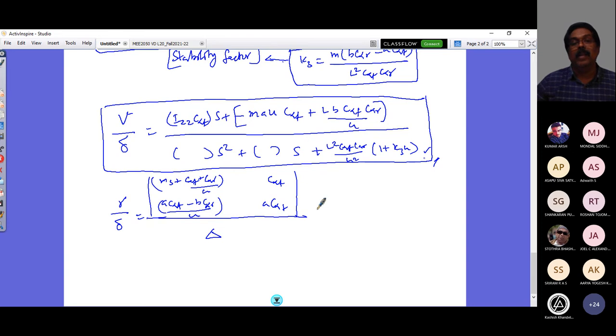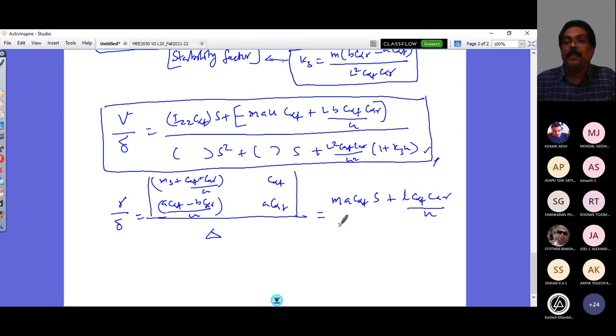What is that? We have it here, and that would result in a polynomial, and that polynomial is your yaw velocity transfer function. I will just put the result here and ask you to cross check. M a C alpha F into s, so here you see I z z C alpha F, and here M a C alpha F into s plus L into C alpha F into C alpha R by U, by delta. So that was the transfer function.